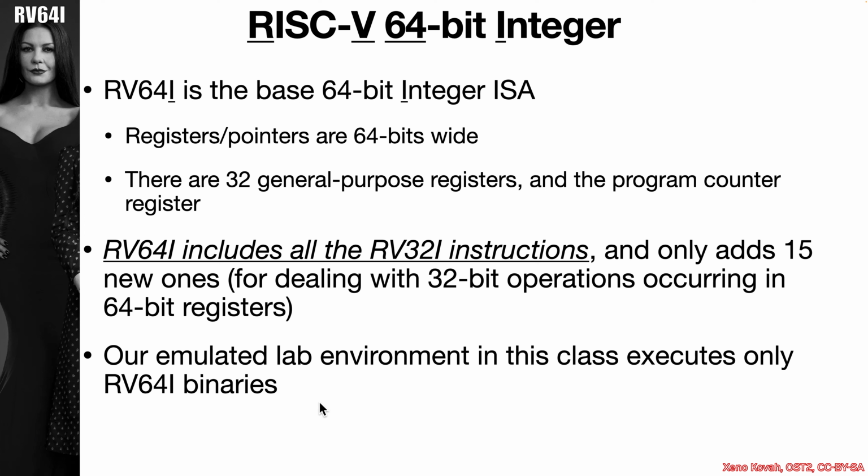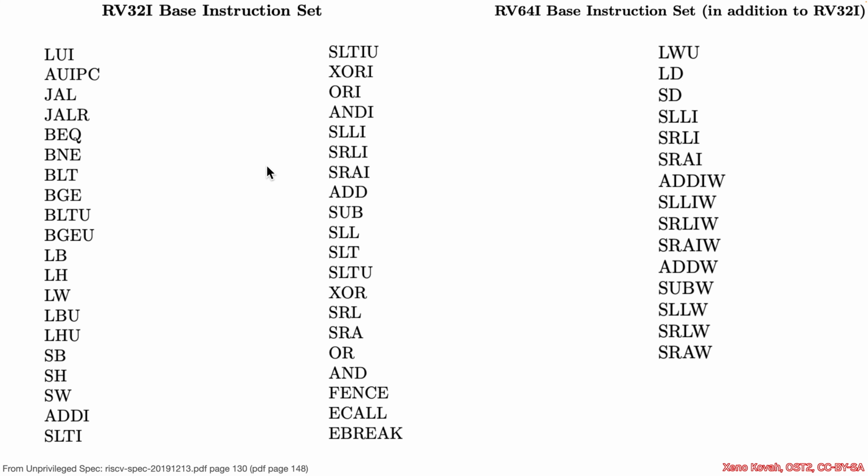I may add 32-bit support at some point in the future, but when this class was first made, we only supported RV64I, and you should assume that you're always dealing with the base 40 from RV32I, these base 40 right here, plus the 15 that are added by RV64I. And you can see in the documentation it says RV64 base instruction set in addition to the RV32I. So here's our extra stuff. There's going to be a whole bunch of W suffixed things, which is going to be our hint that it's something that deals with 32-bit sizes, word sizes, instead of 64-bit sizes.